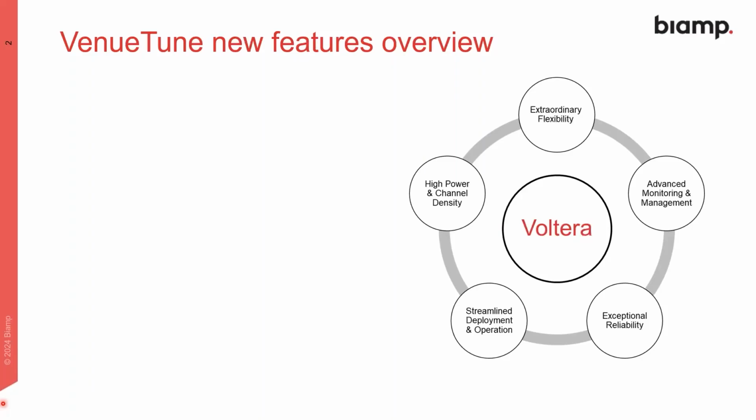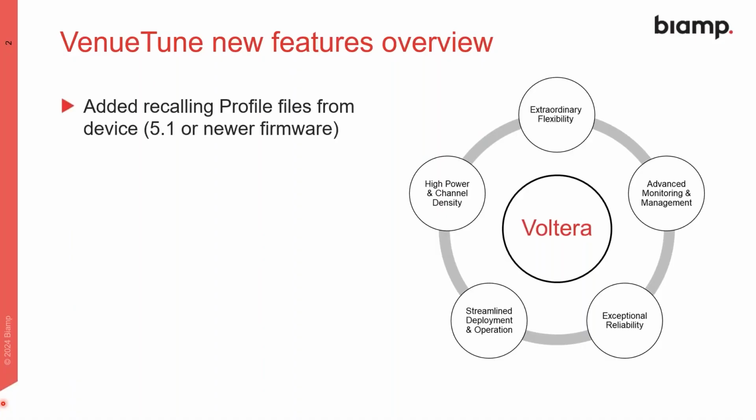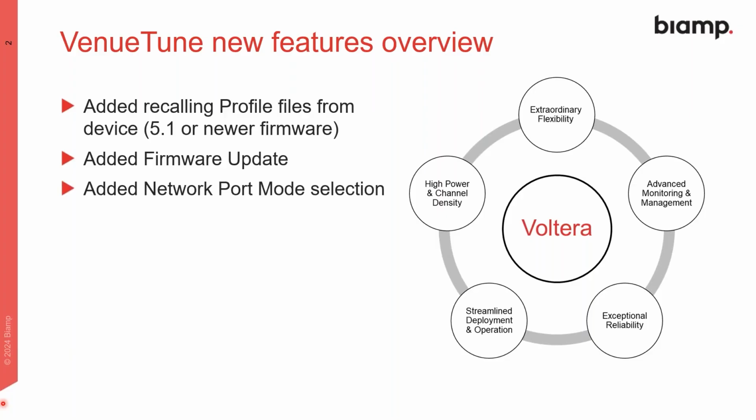All right, so VenueTune, new features, overview here. We've added a wide range. It's an evolving piece of software. One of the most requested features has been added. That is the ability to recall a profile or a program from a device using VenueTune, and as long as you're on firmware 5.1 or newer, you now have that ability. We also added the ability to update the firmware from within VenueTune also. We'll take a look at that in more detail.